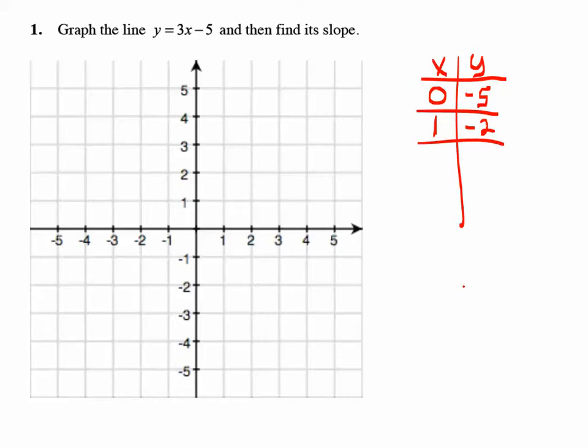Alright, once we've got 2 points, we're good to go. So plug in 0, negative 5, 1, negative 2, and connect those dots with a straight line and then extend that line as well.